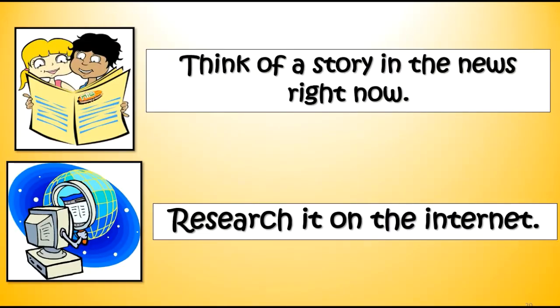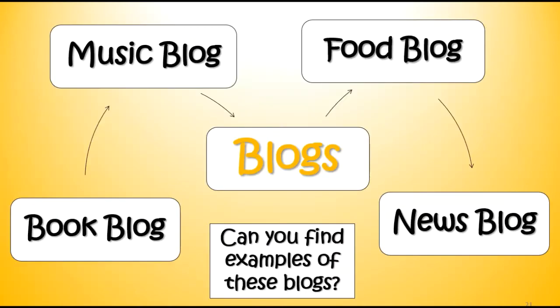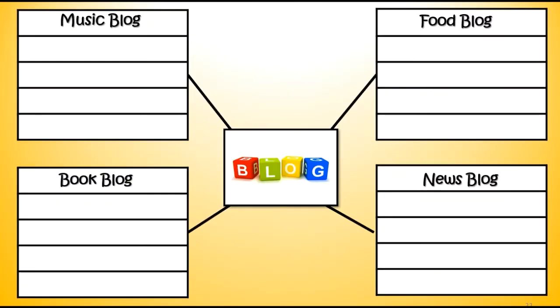So think of a story that's in the news right now. You might want to go onto Newsround and have a quick look at the headlines there. And then if you research it on the internet, see what you find. I bet you'll find lots of blogs about the subject. See if you can find any of these blogs: a music blog, a food blog, a news blog, or a book blog. Can you find those? And make a little note about what you found that falls under each category.